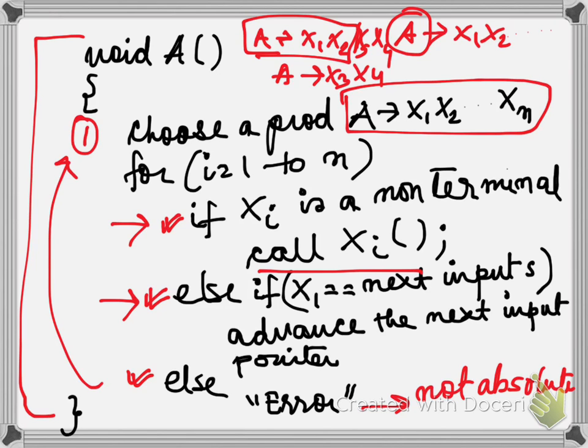And why is it called recursive? Because as you can see, this is a recursion. So A calls xi, which calls something else. So there is a kind of recursion.